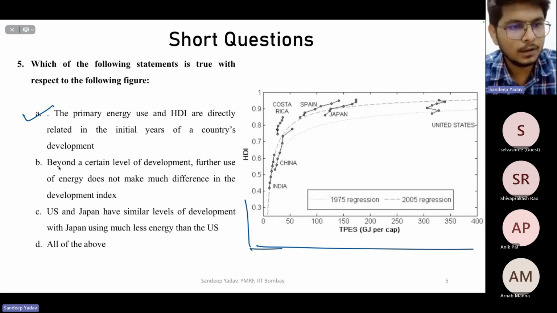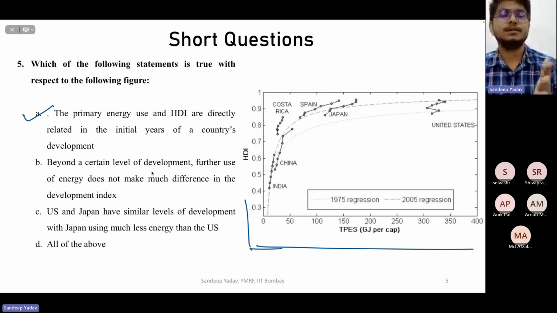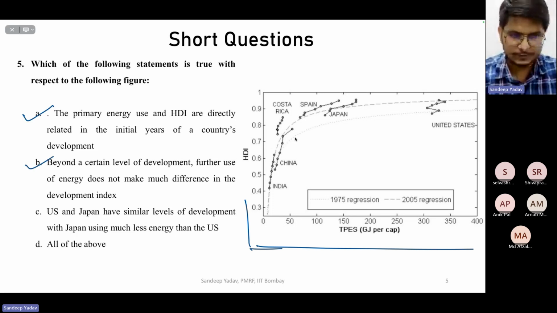This is true. Now option B is beyond a certain level of development, further use of energy does not make much difference in the development index. Yes, if you will see here the case of Japan or US or Spain, if you move to a certain level, then there will be very little contribution of the energy supply to the SDI. Yes, this statement is also correct.